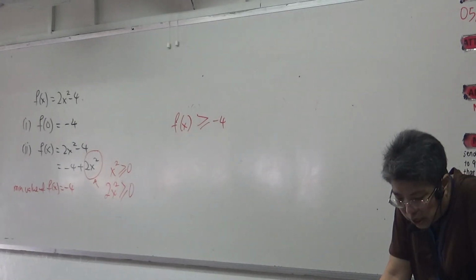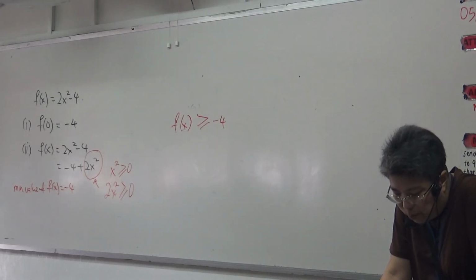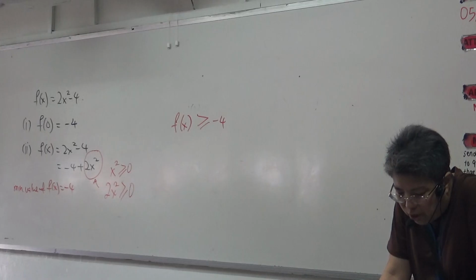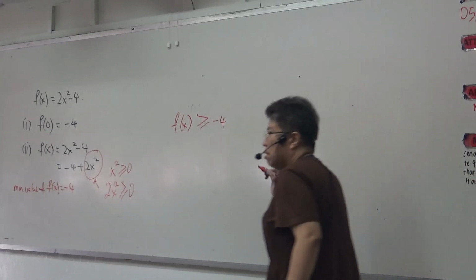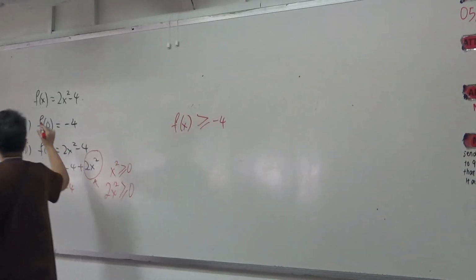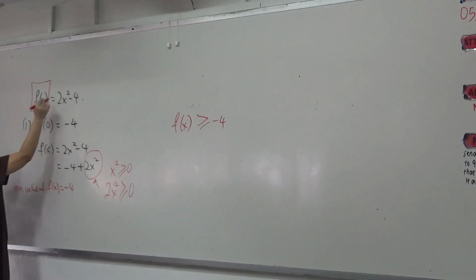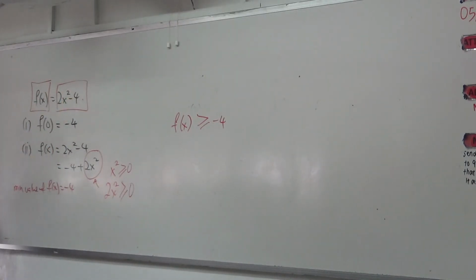Okay, okay. Look at the question again. Part 1. Find the value when x is 0. This one is no problem. All possible real values of f(x). Now, a lot of people are confused. What do you mean real values of f(x)? That means the real value for this one, which means is this one.